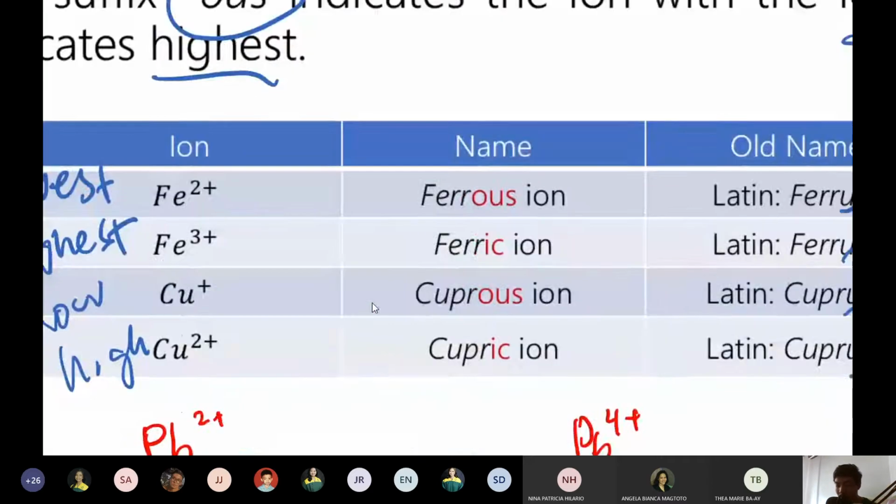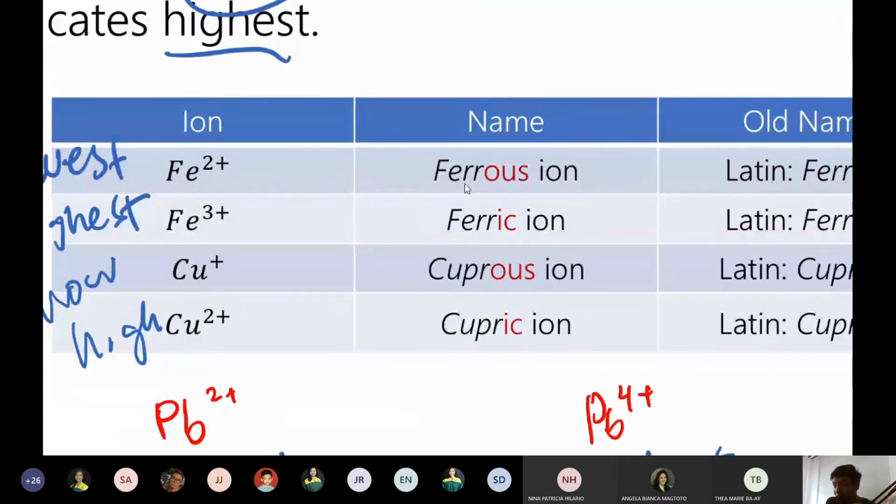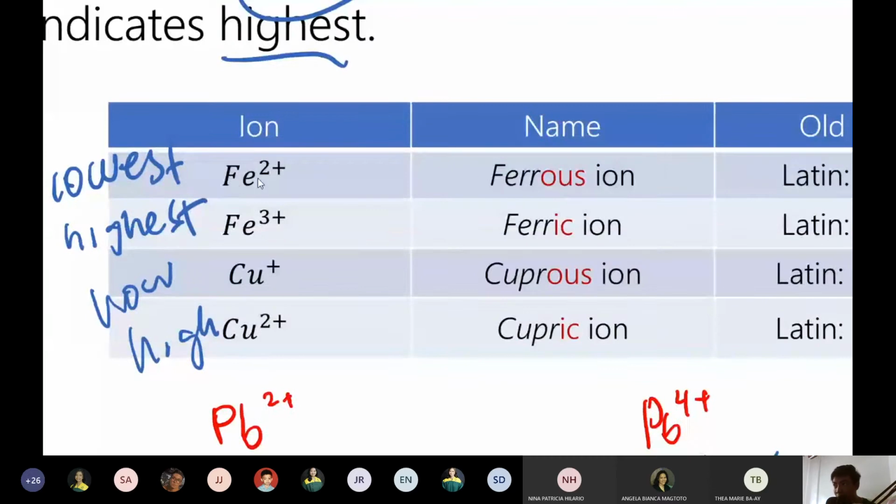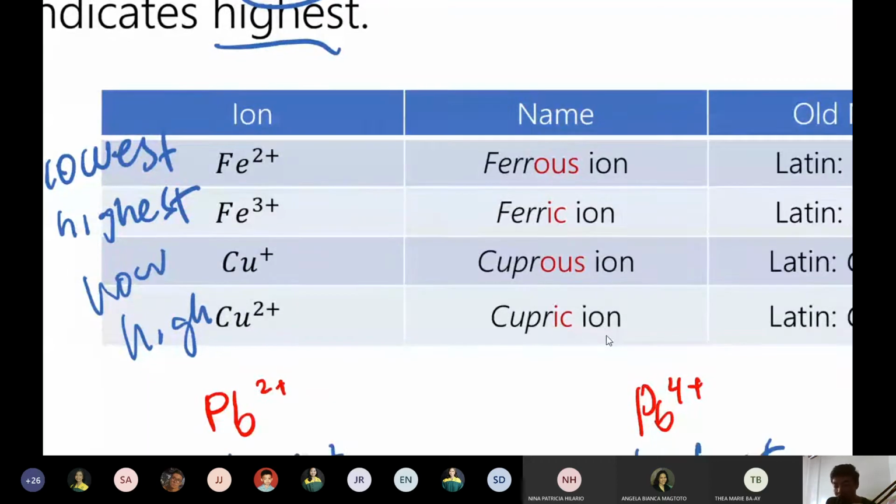So, look, this is the root name, fer. Ayan yung fer. Ayan yung root name. Then, the reason why this ion is us is that lowest kasi yung charge niya, Fe2 plus siya. Ito, ik siya because it is the highest charge among the two charges. Ito, low. So, that means us yung kanyang suffix, cuprous. Ito, high, positive 2. Compared sa positive 1, mas mataas yung positive 2. So, its suffix will be ik, cupric. Okay, so ganun yung kanyang process.